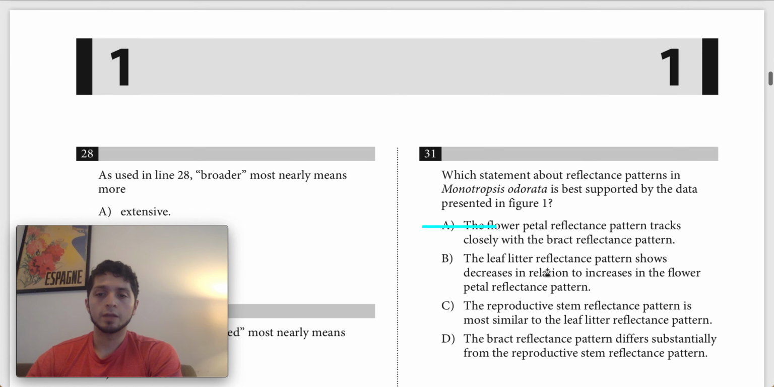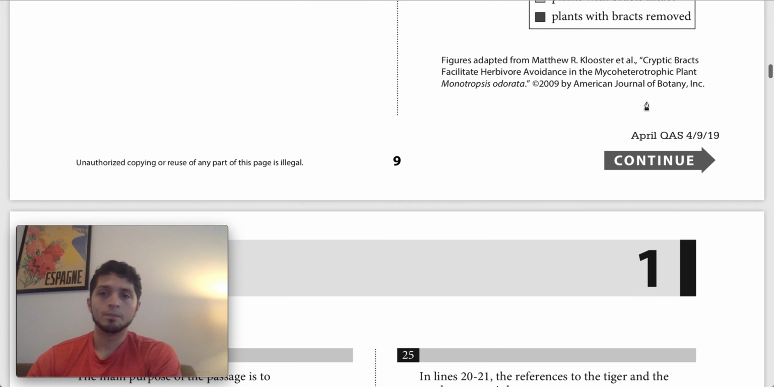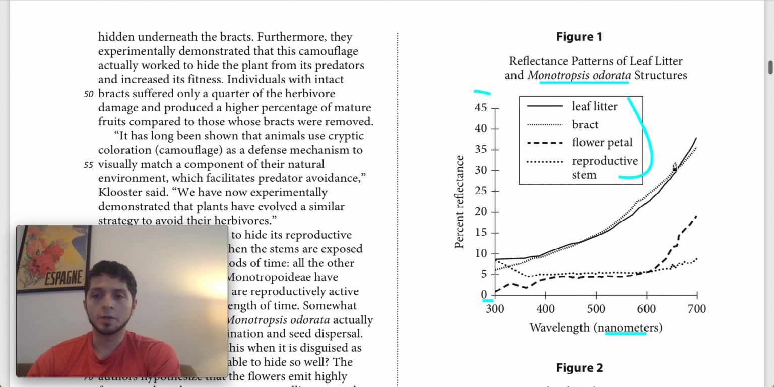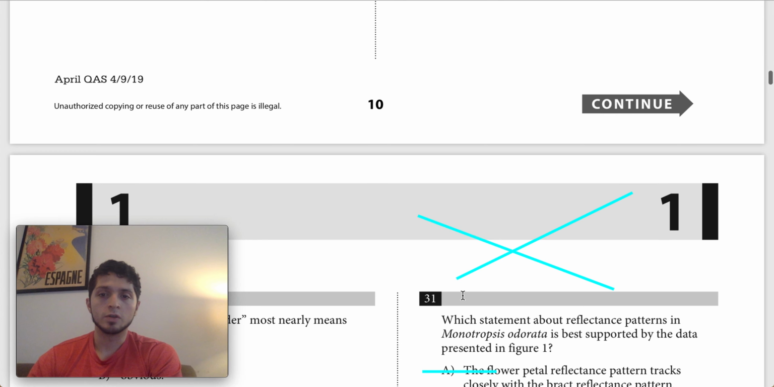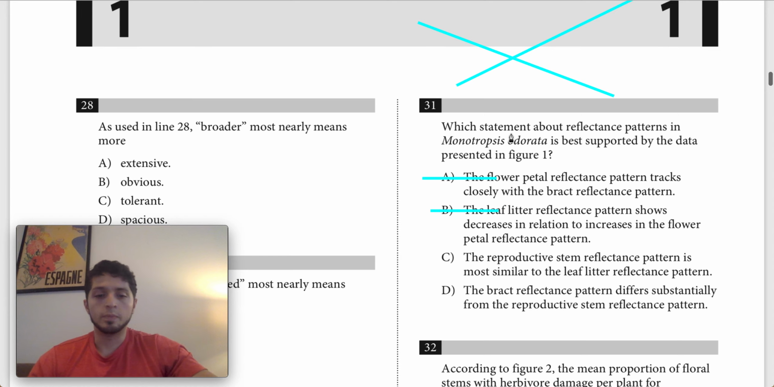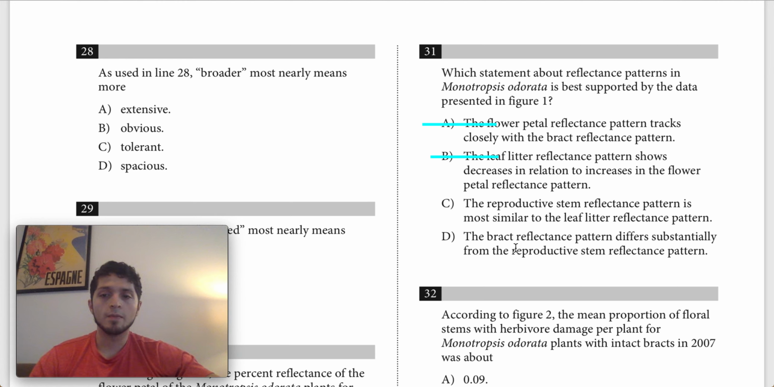B says that the leaf litter reflectance pattern shows decreases in relation to increases in the flower petal reflectance pattern. This basically means that leaf litter needs to be going down, and at the same time, flower petal needs to be going up. So is it true that the leaf litter is going down as flower petal goes up? No, it's not true, because as flower petal is going up, leaf litter is going up as well. And that's really true, honestly, for any of these features that are measured on this. Basically, as all of them are going up together at the same time, there's no increase and decrease, so let's get rid of B.